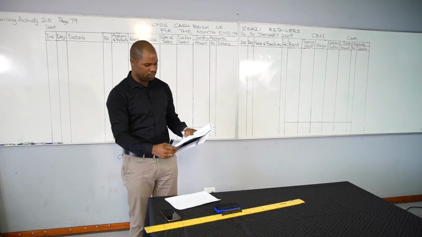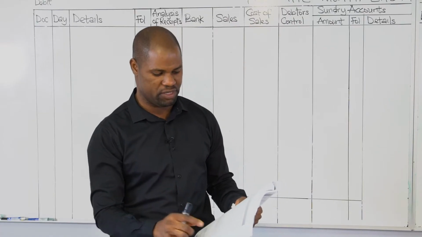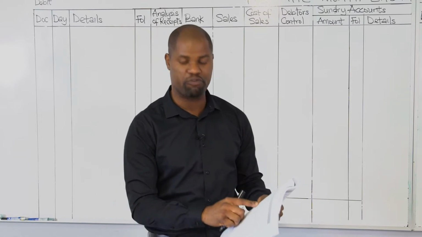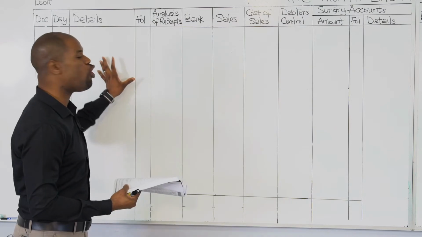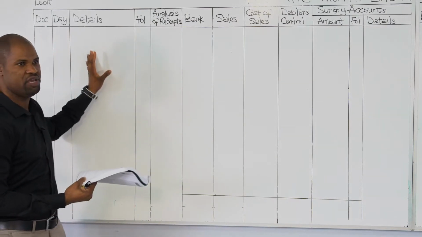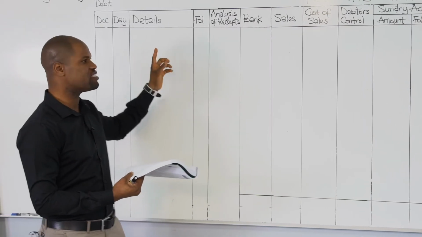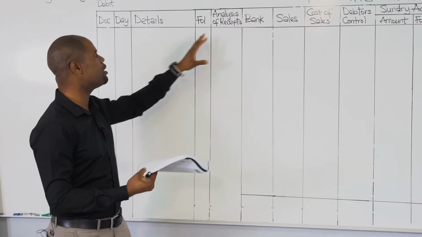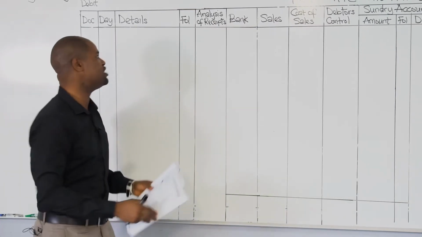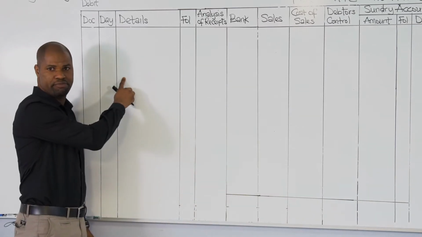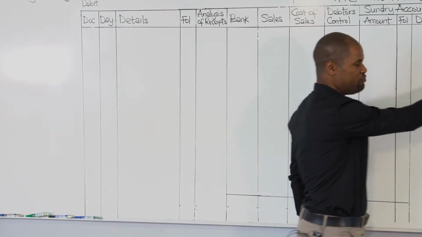The bank balance was 1,550 rand, which means it's a favorable balance. One thing about the cash book is that it always opens with the balance of the previous month. The balance of the previous month can either be a favorable or an unfavorable balance. If it is a favorable balance, it has to be debited, and if it is unfavorable, you have to credit it.